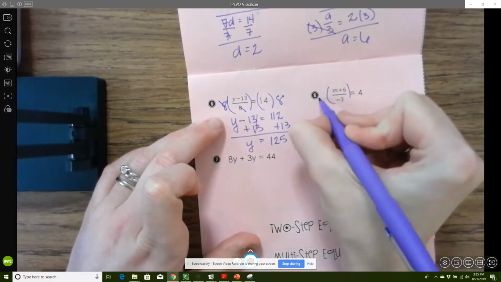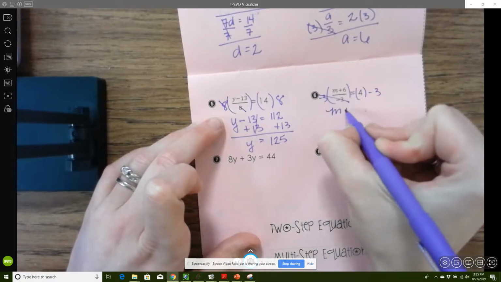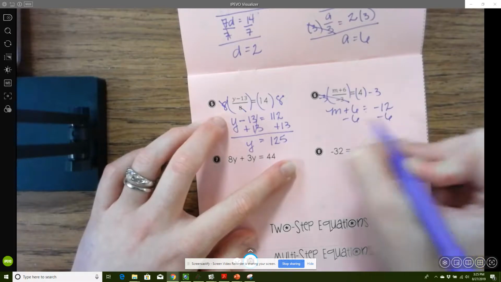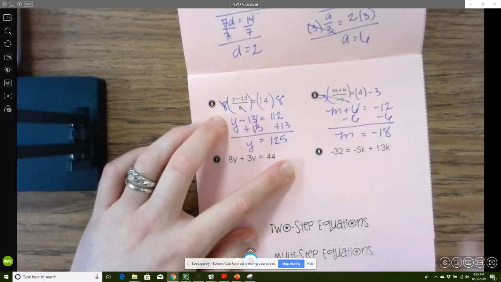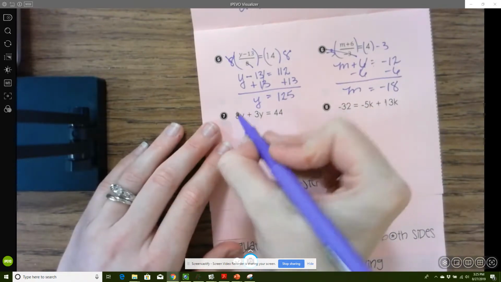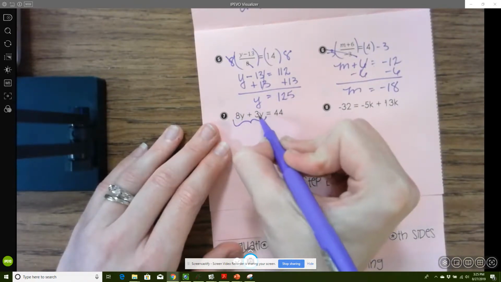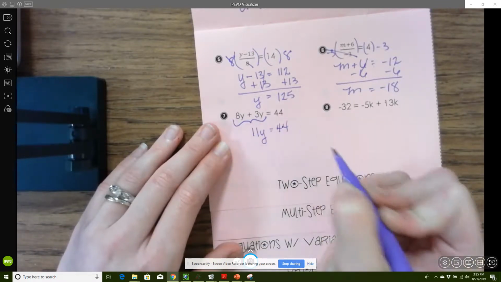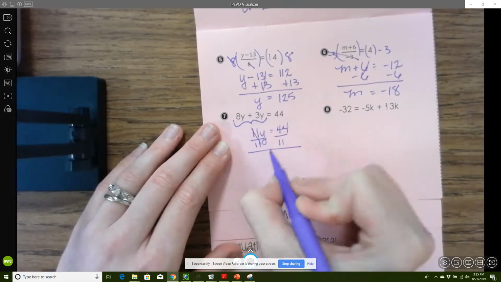So same thing here. We're going to multiply both sides by -3. So that'll cancel. And then we're going to subtract a 6 from both sides. All right, now we've got to combine like terms. So 8y and 3y are like terms. If I combine them, I get 11y equals 44. And then I can solve. Then I can divide both sides by 11.